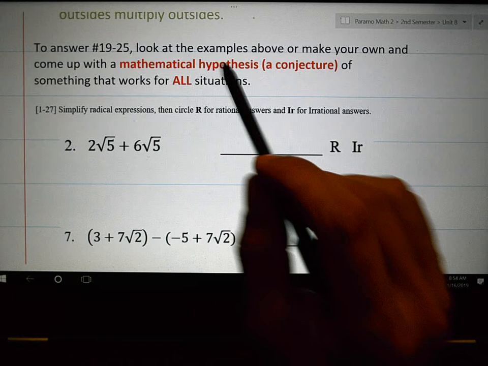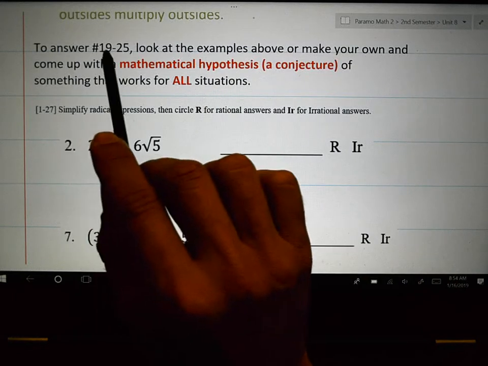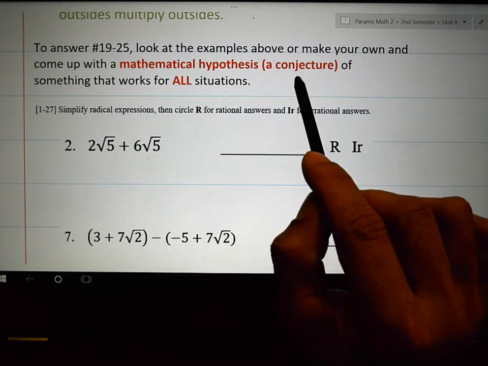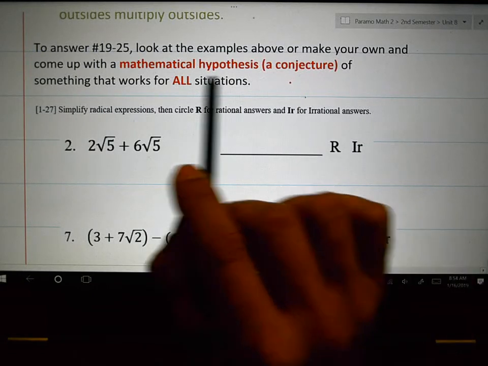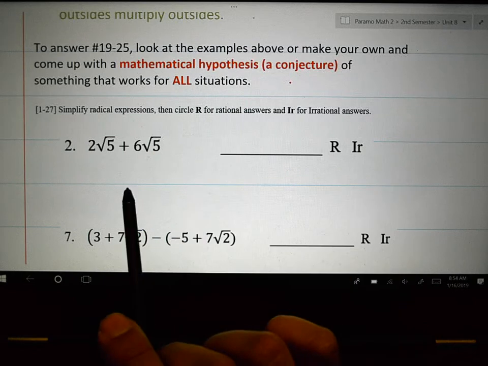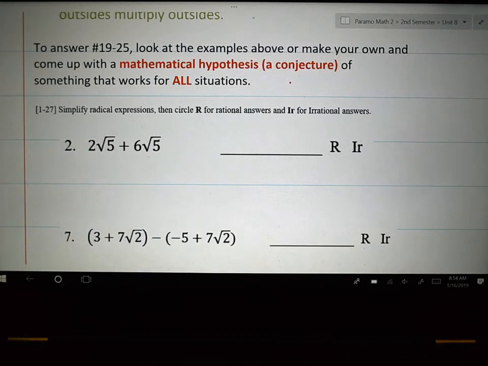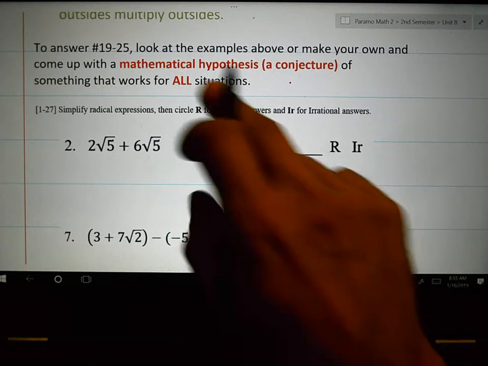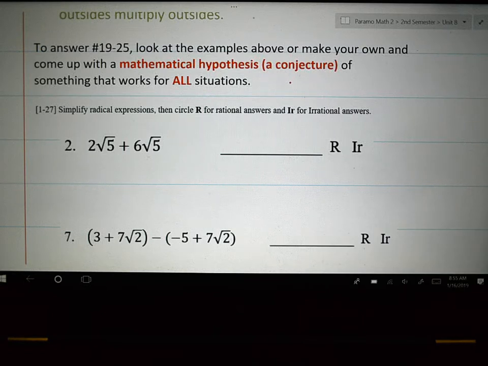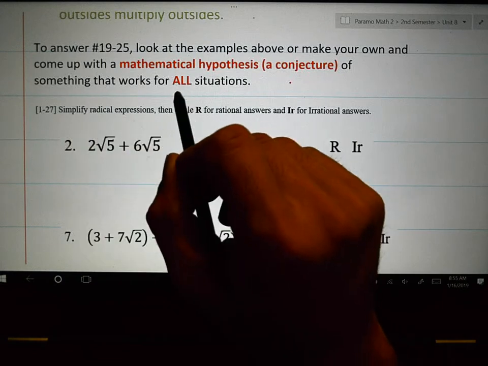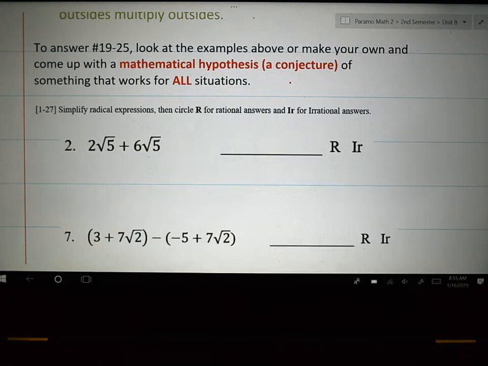As a matter of fact, your worksheet on numbers 19 through 25 is going to ask you to make a conjecture. And some of you don't know what that word means. The word conjecture means a mathematical hypothesis. So I had you write that down because I want you to know when it says, hey, come up with a conjecture about what you're reading, I want you to come up with a mathematical hypothesis, a mathematical guess of something that you think is true, that works for all situations. Not something that would just work for one situation, something that would work for everything.